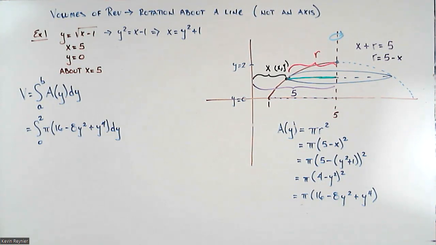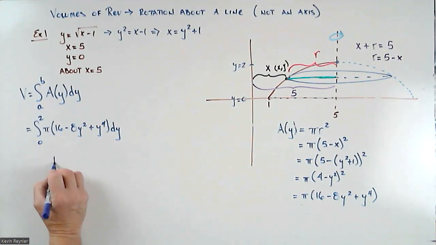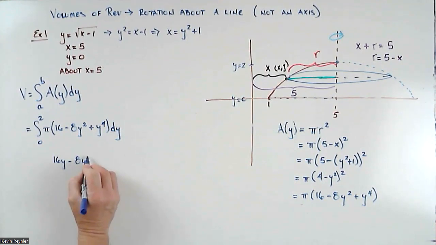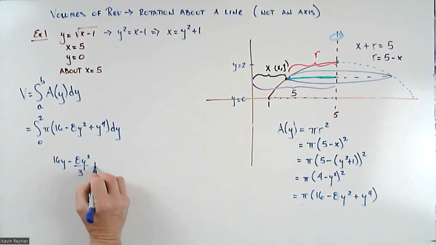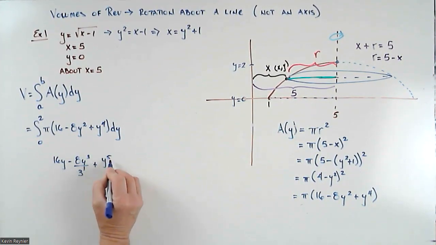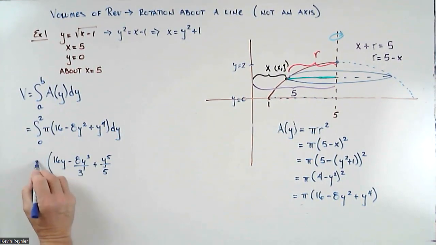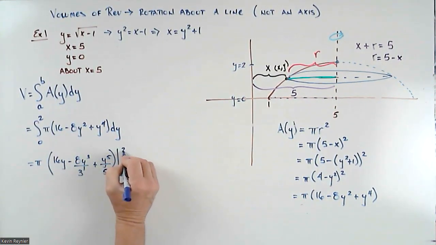We're finished. If we take a look at what we have here, we are going to integrate this. We're going to get 16y minus 8y cubed over 3 plus y to the 5th over 5, right? And we're going to have our friend pi out here, and we're going to evaluate this between 0 and 2.